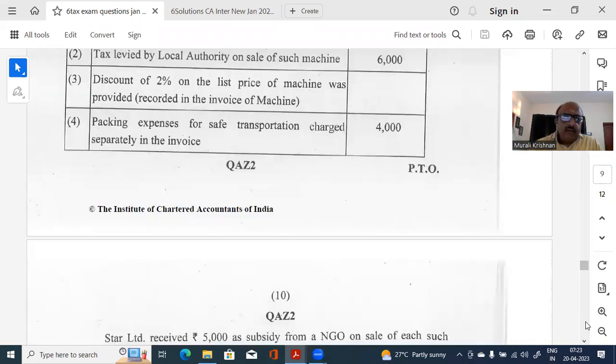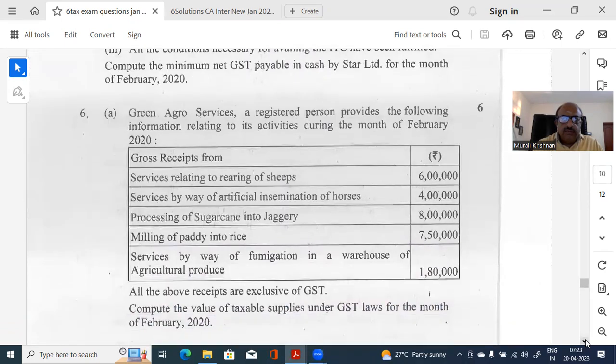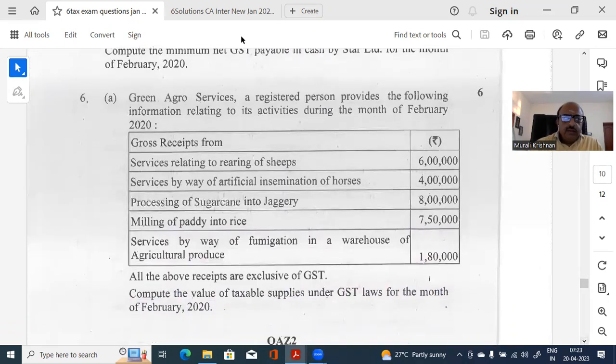But again, the problem is with the valuation principle. The valuation also is an issue. With valuation, you have to be careful about what is to be included and what is not to be included. Now let us go to the next problem. What is the next problem? Here. Green Agro is a registered person, mind you. Relating to February, what are they asking? The value of taxable supplies under GST law.